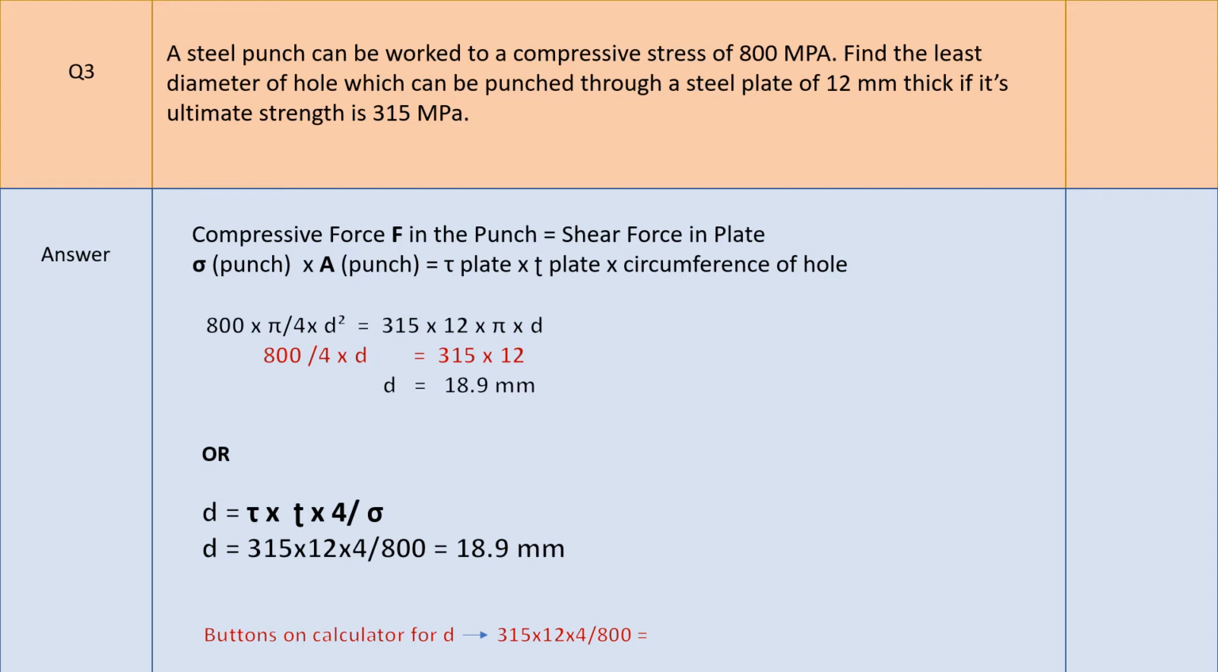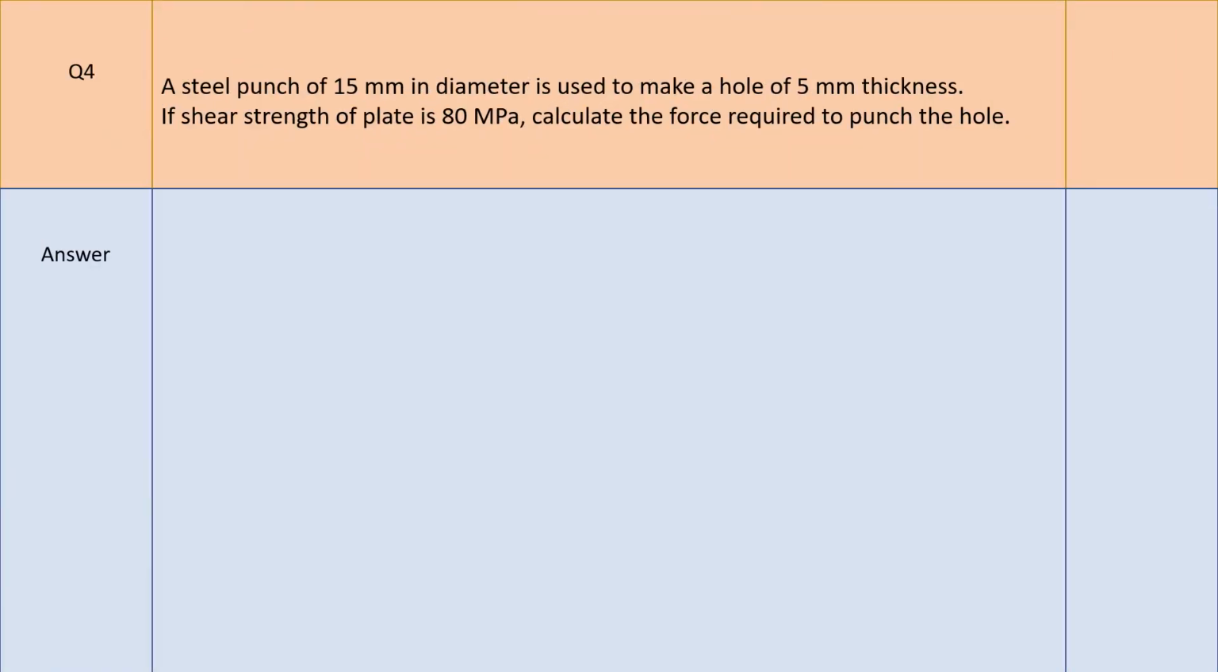The questions on shear stress are usually easy and can be solved very easily. Only one formula you have to remember. A steel punch of 15 mm diameter is used to make a hole in a plate of 5 mm thickness. If the shear strength of the plate is 80 megapascal, calculate the force required to punch the hole.